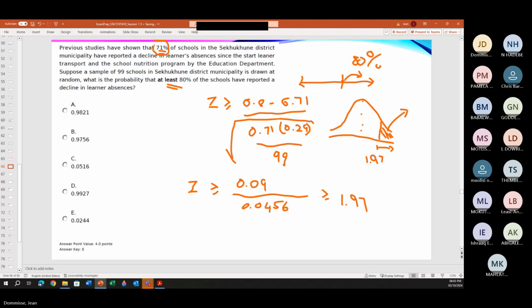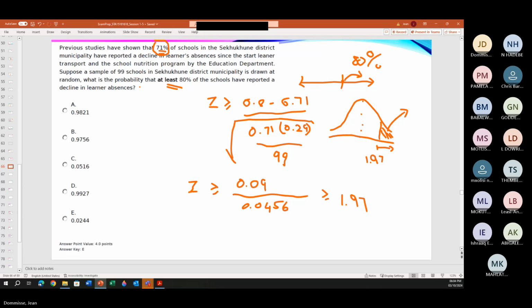Because they've given us the population proportion. Okay, so if they don't give us the population proportion, then we use the sample one. But because we get the population proportion as known, we use that population proportion.